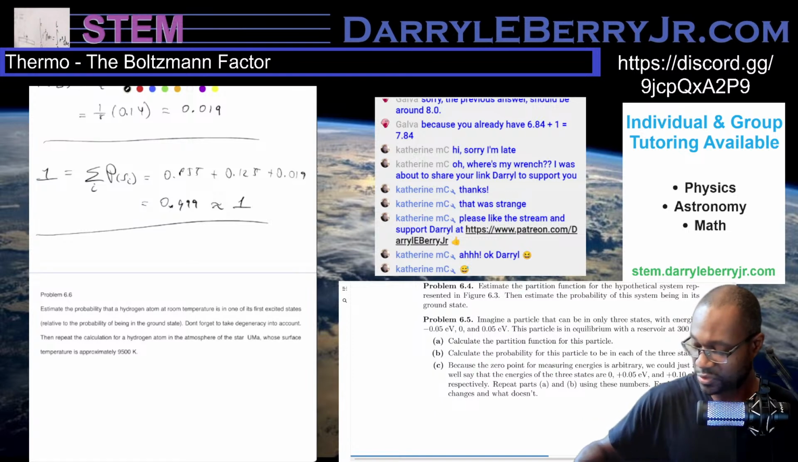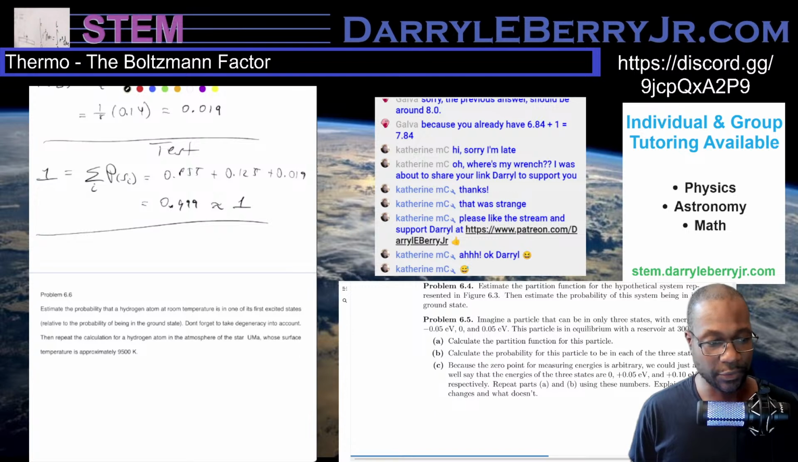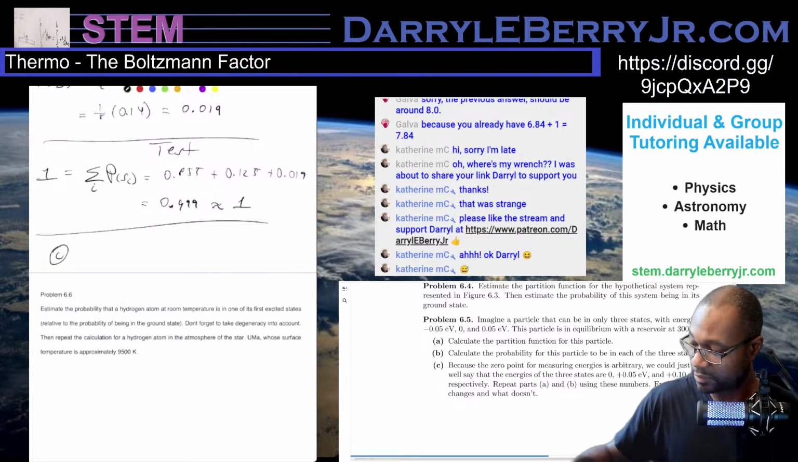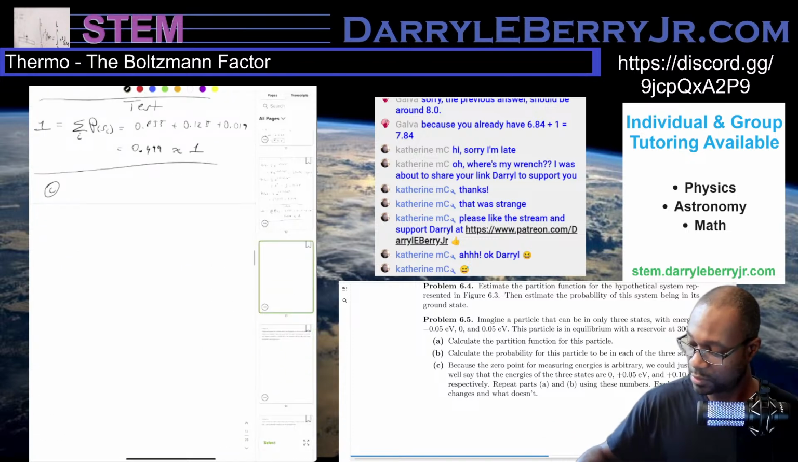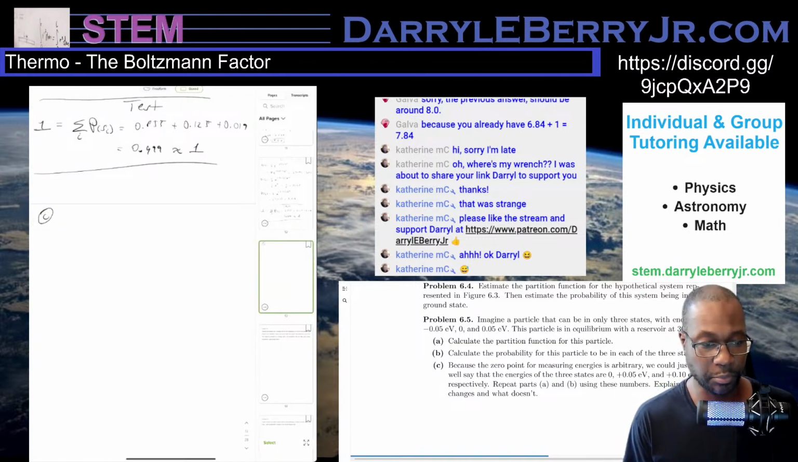So we have that, and this was just a test. And the last thing on this problem, part C. Okay, let's see what they're talking about. Hopefully you're not getting too extra on this one. It says because the 0 point for measuring energies is arbitrary, we could just as well say that the energies of the three states are 0, 0.05, and 0.10 electron volts, respectively. Repeat parts A and B using these numbers and explain what changes and what doesn't.